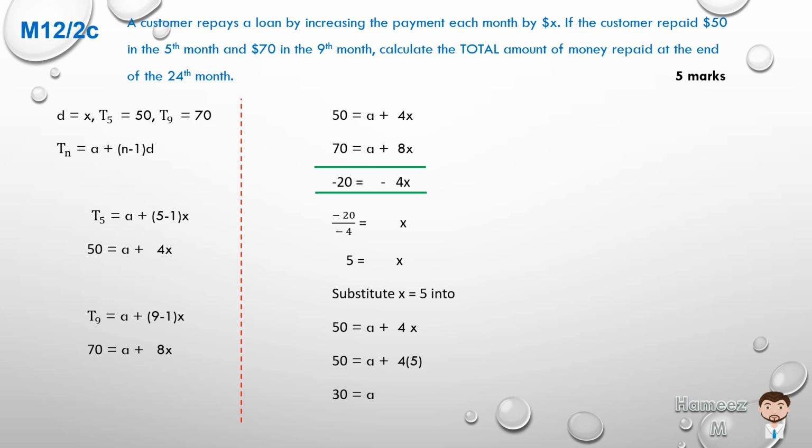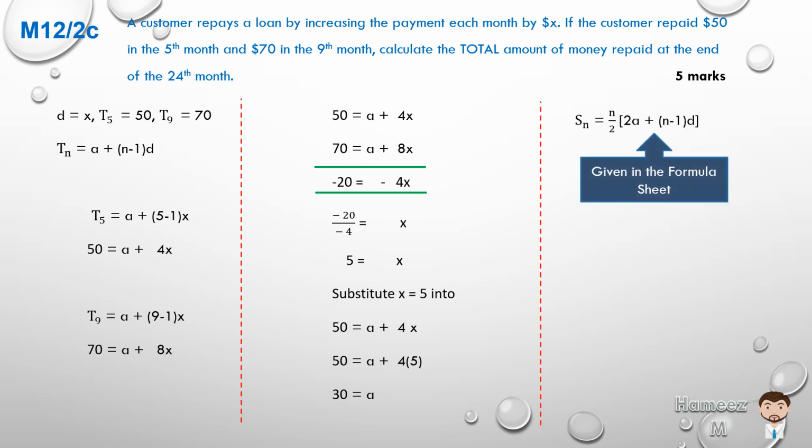So the question asks us to calculate the total amount of money we paid at the end of the 24th month. So S to the n is equal to n on 2 by 2a plus n minus 1 d. And S to the 24 is equal to 24 over 2 times 2 by what is a, 30, plus 24 minus 1 by what is d, 5. And with your calculators, that will give us $2,100. So the total amount of money we paid at the end of the 24th month, or the end of 2 years, is $2,100.